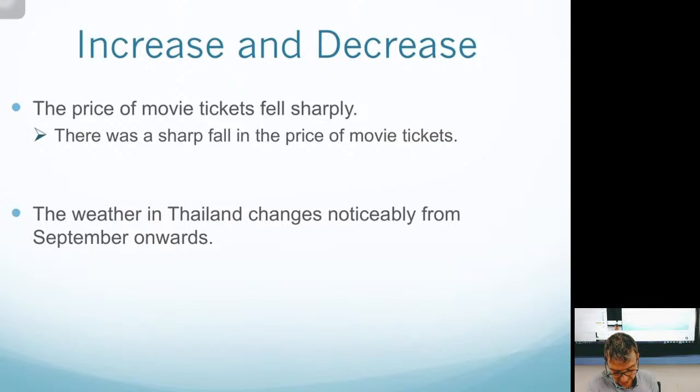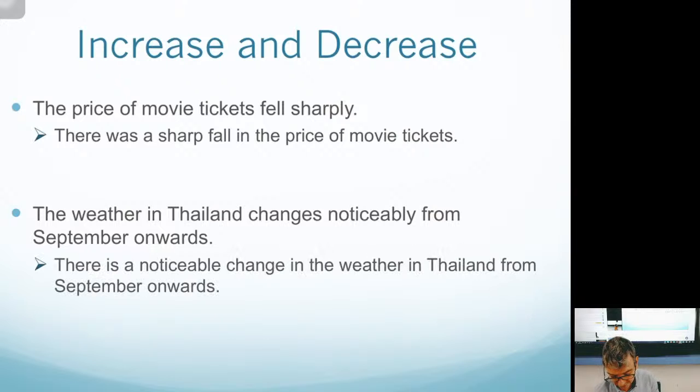The weather in Thailand changes noticeably from September onwards. So you should have something like this. There is a noticeable change in the weather in Thailand from September onwards.